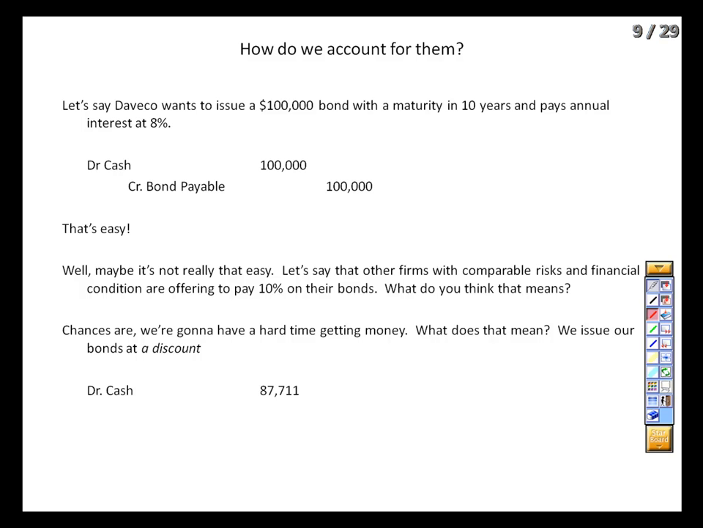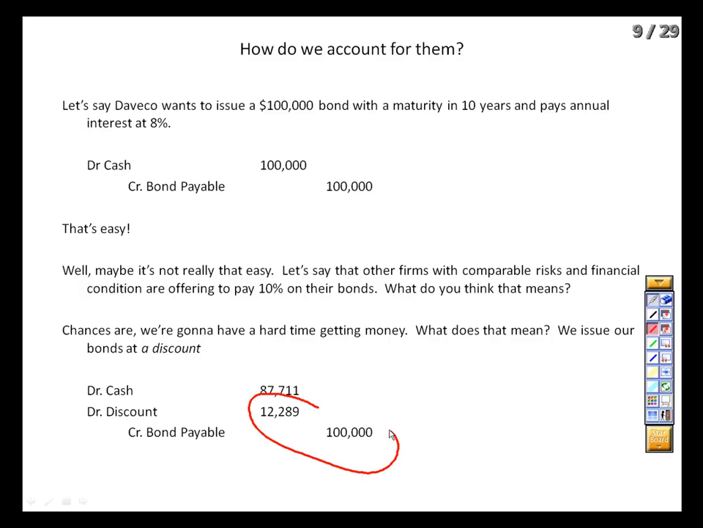We're going to do something a little funky here, though. We're still going to record the bond at its face value of $100,000, and we'll plug the difference into an account called discount, which is a contra liability. Just like with how we subtracted accumulated depreciation from our asset to get a net fixed asset value on the balance sheet, we'll subtract the discount from the bond payable account to get a net liability value on the balance sheet. And what is that net liability? Well, it's $87,711, the amount of cash we just received.